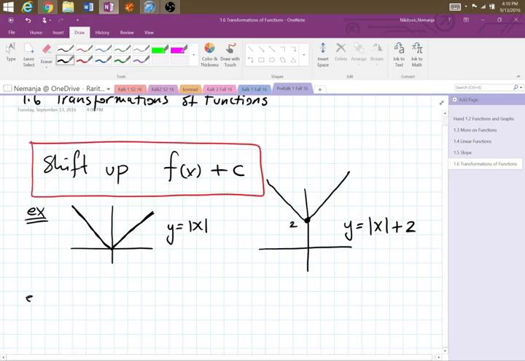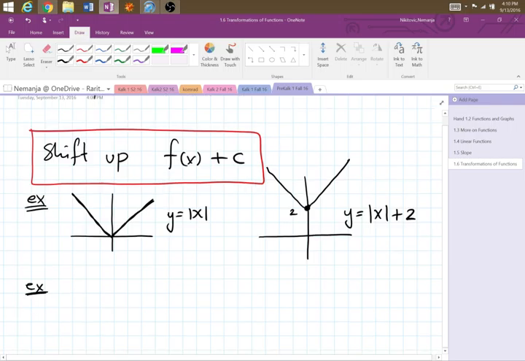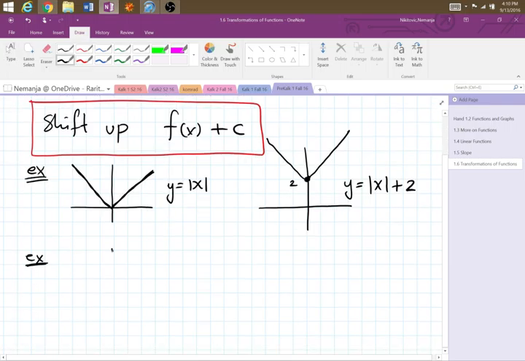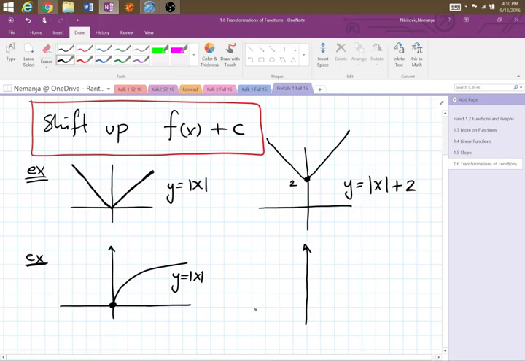Let's take a look at another example. Say you have a square root of x. Then you want to raise this how many units up? 1 unit up. So 1 unit up. The function has to look the same, but now it's y equals absolute x plus 1.